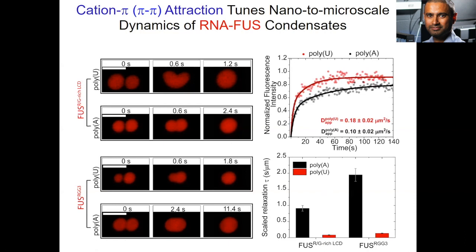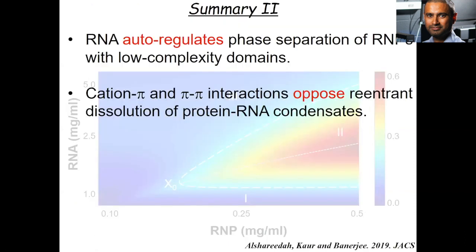Again, this twofold change is distinct from the tenfold change in the fusion, suggesting the macromolecular motions at different length scales could be decoupled. Okay, with this set of data, we conclude that RNA can auto-regulate phase separation of ribonucleoproteins such as FUS, and interactions beyond simple electrostatics, such as cation-pi or pi-pi interaction, could complicate how reentrant dissolution takes place. So with a simple model system, we could show that cation-pi and pi-pi interactions oppose the dissolution of this condensate, and they also regulate the condensate dynamics across nano to microscale.